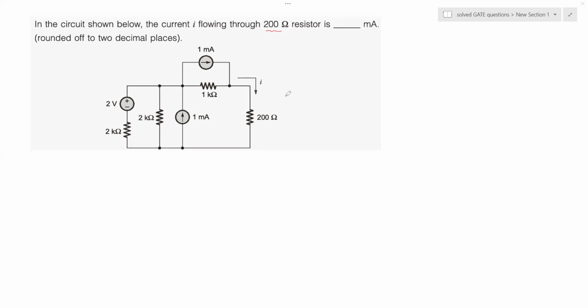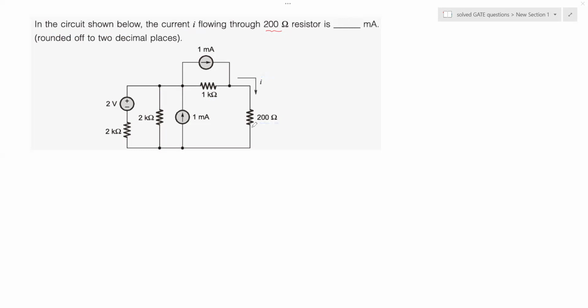As you can see on your screen, we are given this circuit, and this circuit has two current sources, 1 milliampere each. You have got a 2 volt voltage source, and there are four resistances: 2K, 1K, and 200 ohm. Now let us read the problem statement. It says that in the circuit shown below, the current I flowing through the 200 ohm resistor is what we have to find out. So we are basically asked to calculate this current value, which is flowing through the 200 ohm resistance.